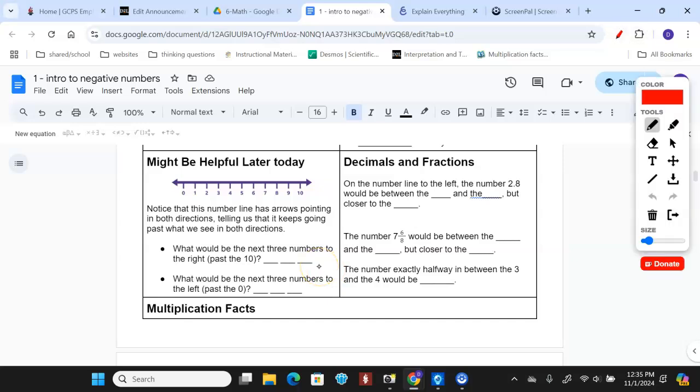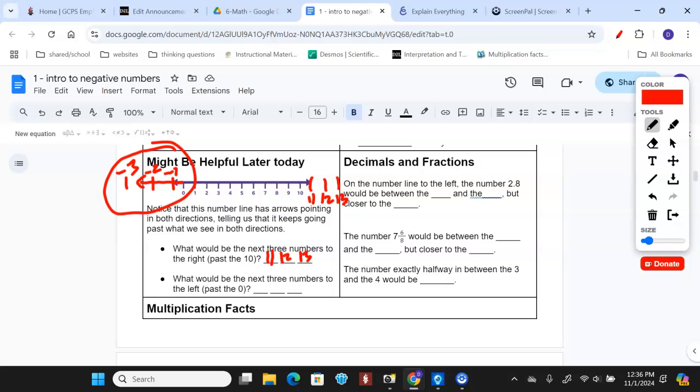Tough question, huh? What would be the next 3 numbers to the right past the 10? Those would be obviously 11, 12, and 13. What would be the next 3 numbers this way? Not a remember question. What 3 numbers come before 0? If you have never seen them before, they are -1, -2, and -3. We're going to start looking today at numbers that are negative, numbers that are less than 0 or to the left of 0 on a number line, and those would be the first 3.